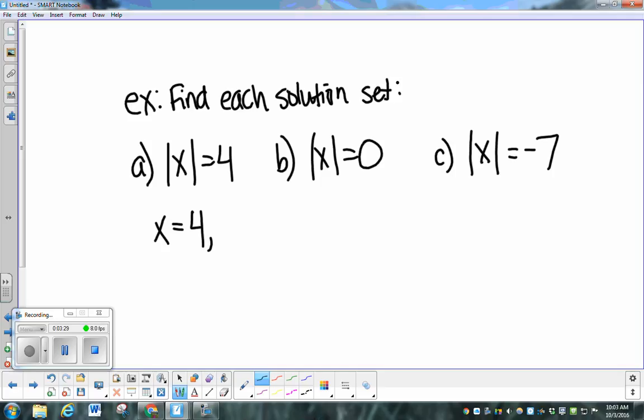Raise your hand if you can tell me another thing x could be. Piper? Negative 4. Good. All right, so on this one, x equals 4, or it could be negative 4. So to write your answer, we're going to write it in the set like this. Negative 4 and 4. Those are the two answers that belong in our set.